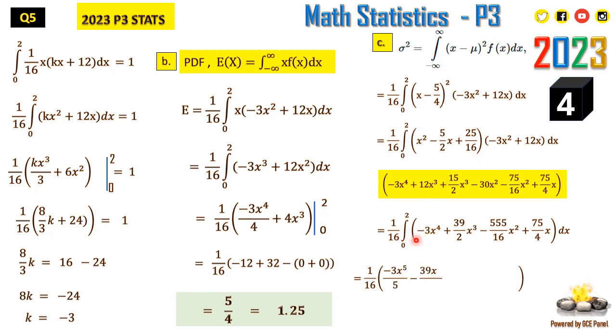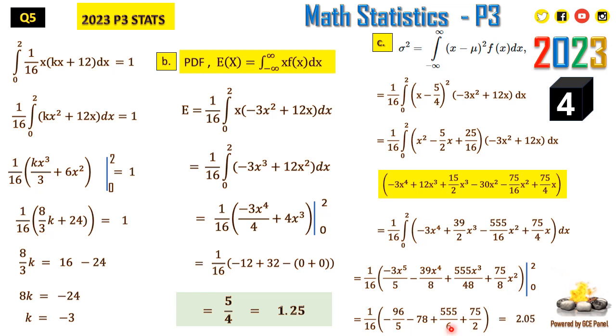And when we integrate this, we are going to have negative 3x to the power 5 on 5 minus 39x to the power 4 on 8 plus 555x cubed on 48 plus 75 over 8x squared. And we take the limits from 0 to 2. And you take those limits and you simplify, your result will be 1 over 16 into minus 96 on 5 minus 78 plus 555 on 6 plus 75 on 2, which is equal to 2.05.